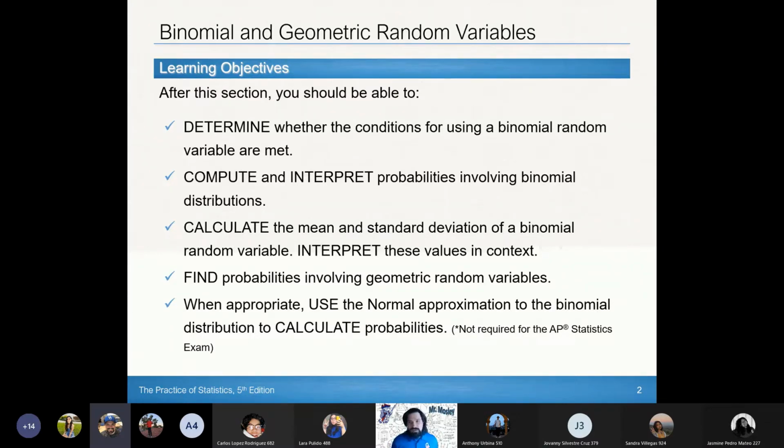That's always going to be a thing when you find a mean or standard deviation. When you're finding special values, you're going to be asked to interpret them in context. What does it mean in the context of the question? We'll also find probabilities involving geometric random variables, and when appropriate, use the normal approximation to the binomial distribution to calculate probabilities. Again, normal approximation is coming up again.